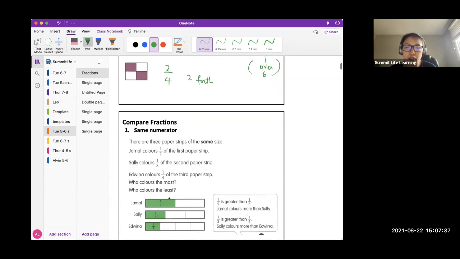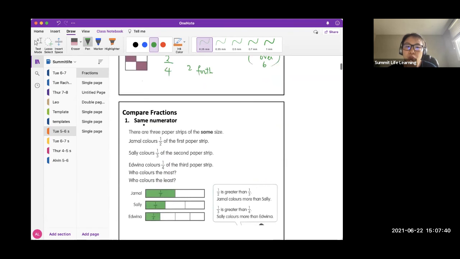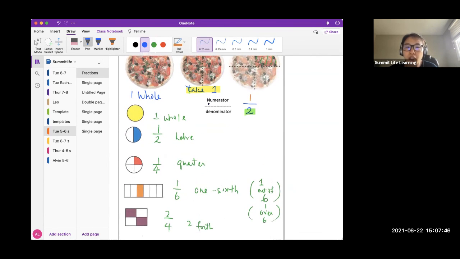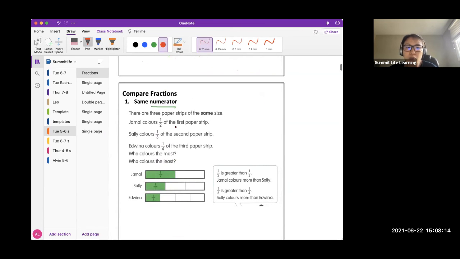We can compare fractions. The first part of comparison, we do with the same numerator. So what is the numerator? Numerators are the numbers on top. So 1 here is the numerator, 1 here the numerator, 1 here the numerator, 2 here is the numerator. Denominator is the number at the bottom, okay? So here we have 2 as the denominator, 4 as the denominator, 6 as the denominator, again 4 as the denominator, okay? So after we know that, we can compare the fractions of the same numerator.